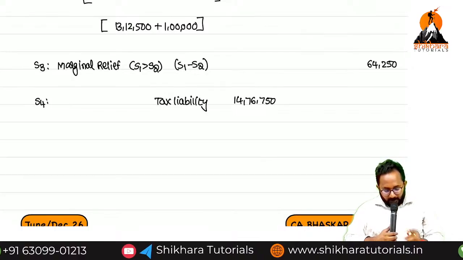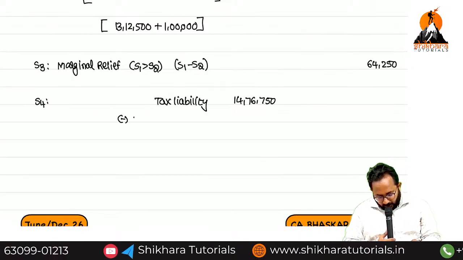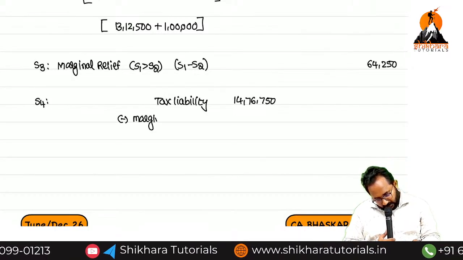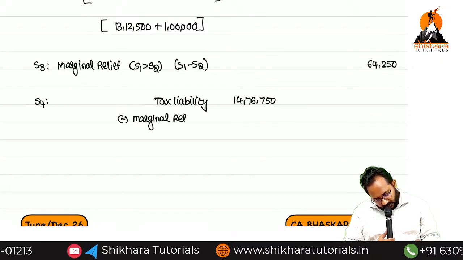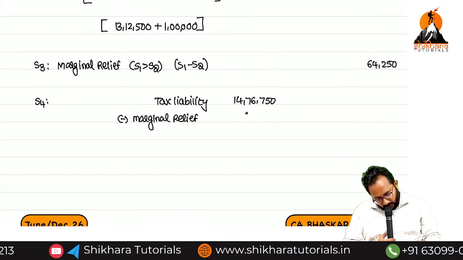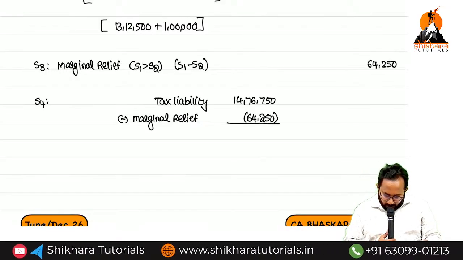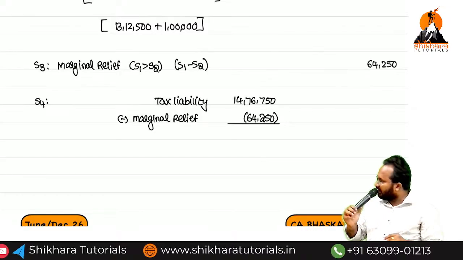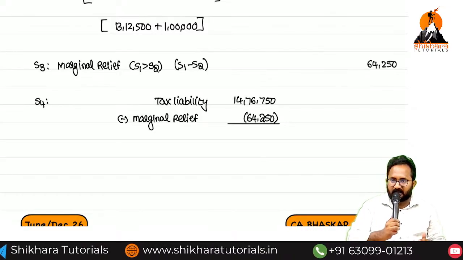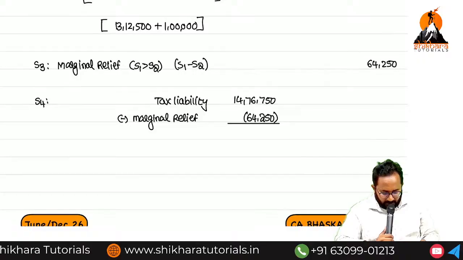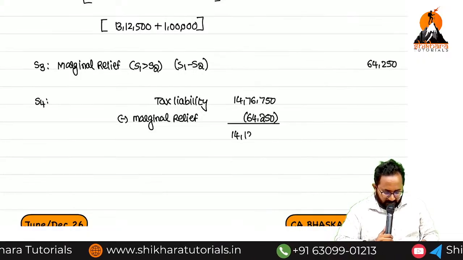Right? Yes. But from these, they are going to provide the marginal relief. How much marginal relief they are going to provide, we calculated: 64,250. Sir, you are eligible for marginal relief. That's why we are giving this reduction of your tax liability. Then ultimately you will get the step 2 answer.